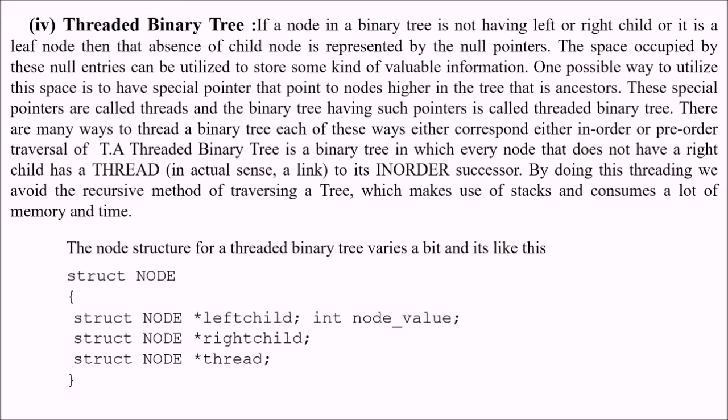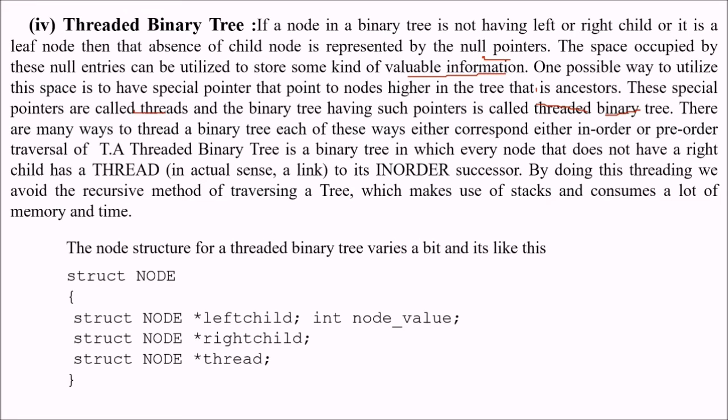Then we come to threaded binary tree. What is a threaded binary tree? If a node in a binary tree does not have a left or right child, or it is a leaf node, then that absence of a child is represented by a null pointer. The space occupied by these null entries can be utilized to store valuable information. One possible way is to have special pointers that point to nodes higher in the tree, that is ancestors, pointing upwards. These special pointers are called threads, and a binary tree having such pointers is termed a threaded binary tree.